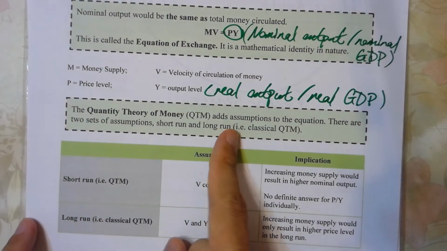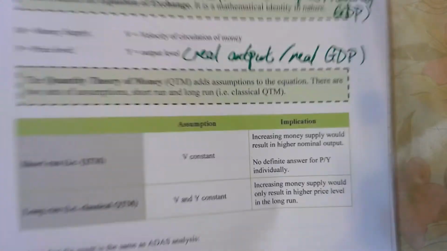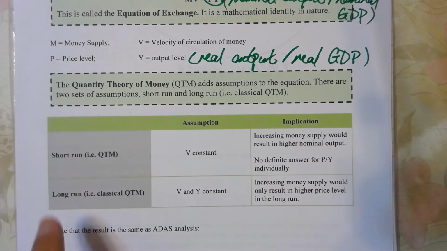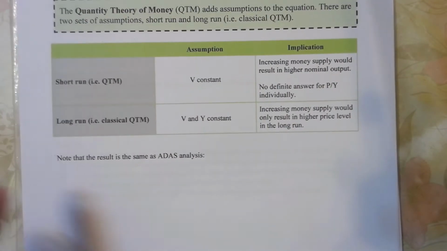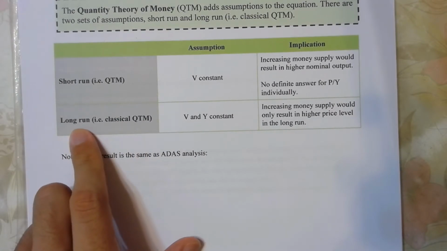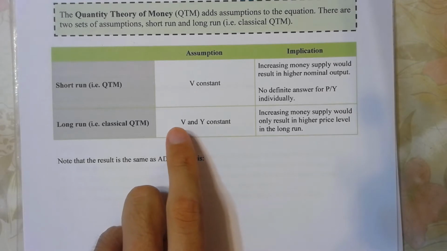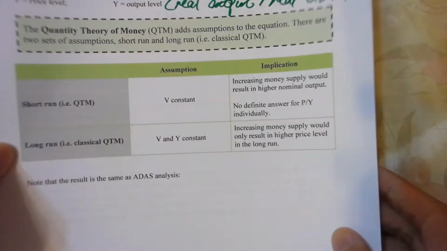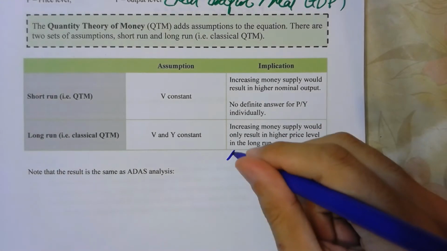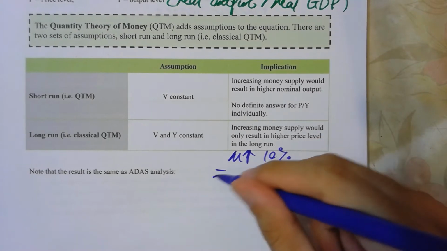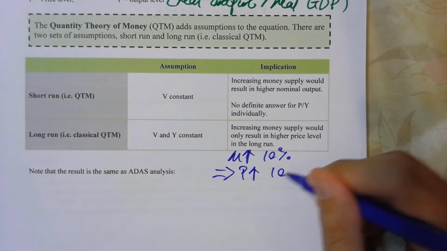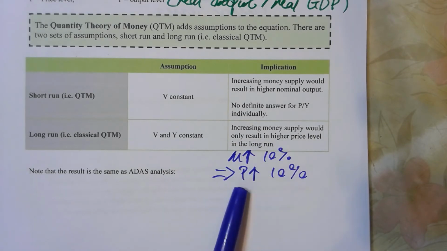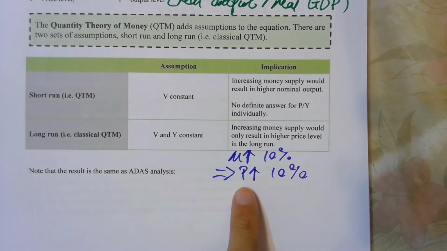Now, let's see. QTM adds assumptions to the equation. Now, there are 2 sets of assumptions. Namely, one is short run, one is long run assumption. Now, in fact, let's look at the long run assumption first, because this is the older QTM, the classical one. Now, classical QTM, the long run QTM, what it says is that both V and Y would be constant in MV equals to PY. So, what would be the implication? The implication would be that when M increases, let's say by 10%, it would lead to an increase in price level by the same proportion. Increasing money supply in the long run will only result in a higher price level, right? They are positively related, proportional to each other.